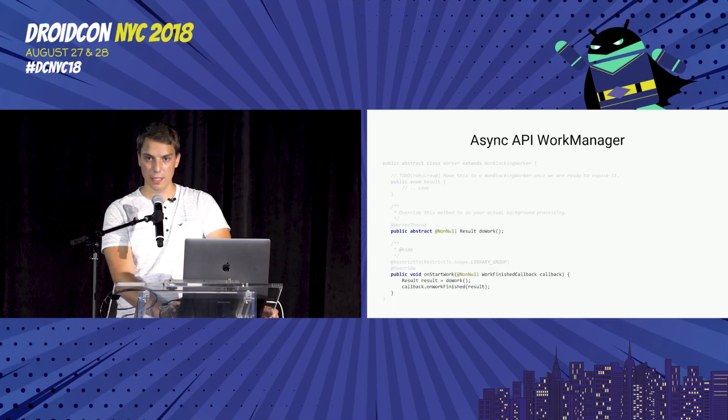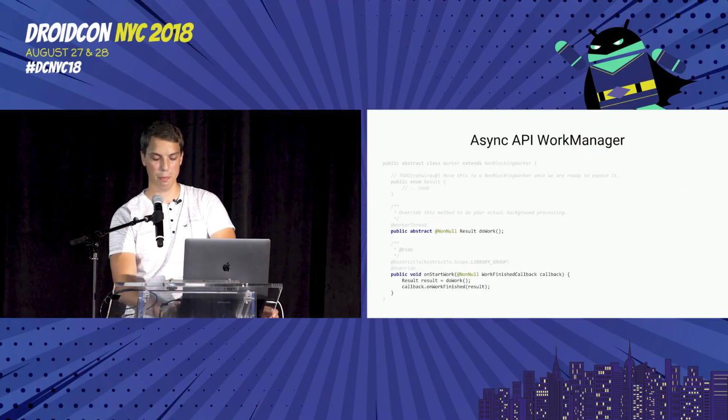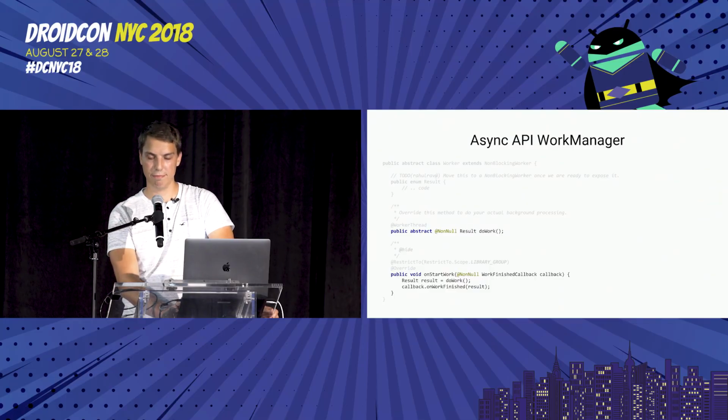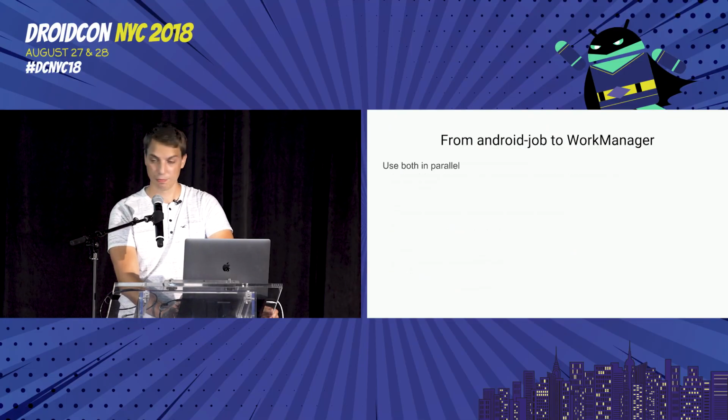And then here we see the doWork method that you need to override in your worker classes, and we also see that they override this API for the NonBlockingWorker, or asynchronous API, and they simply call the doWork method in a blocking fashion. So like in the sample, this API won't change this much.